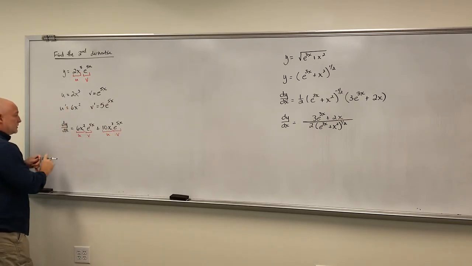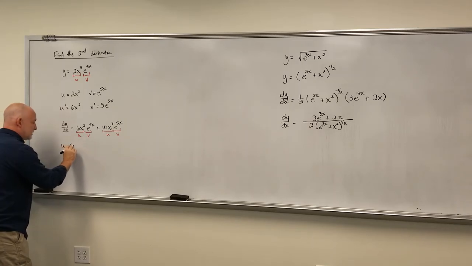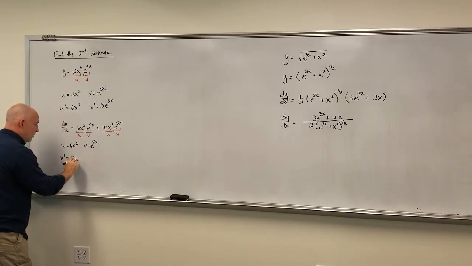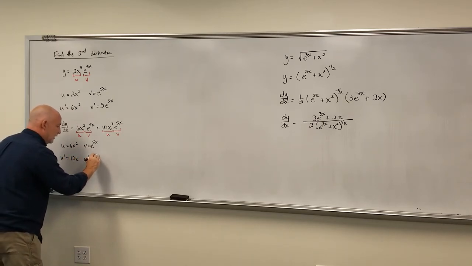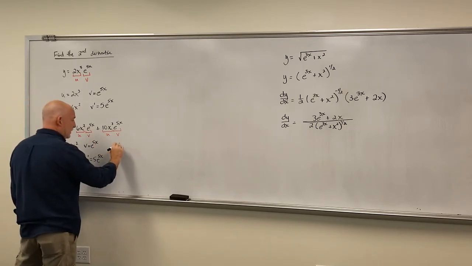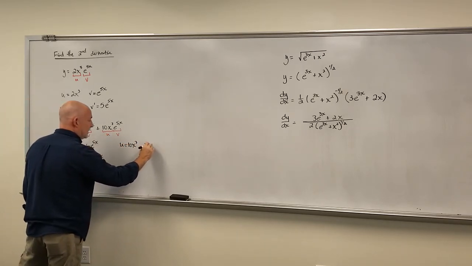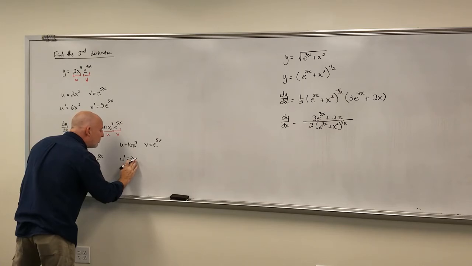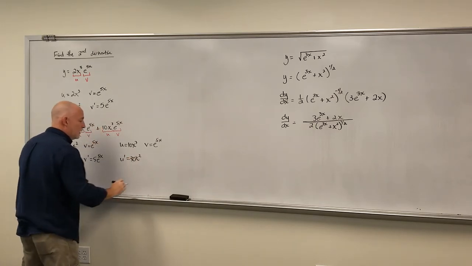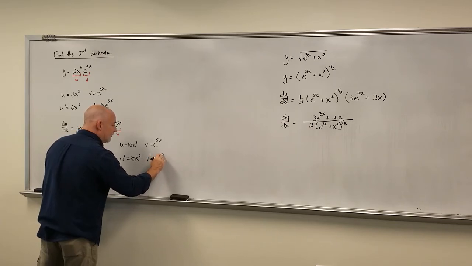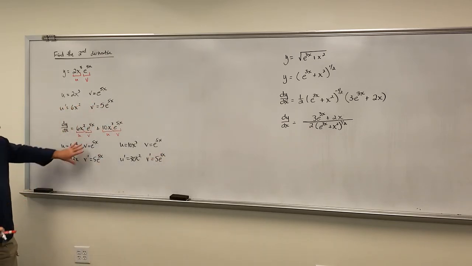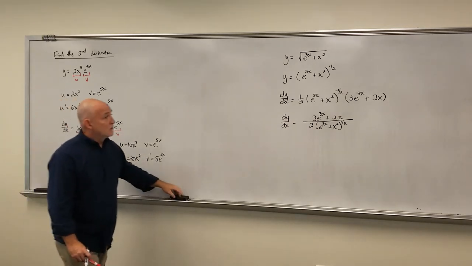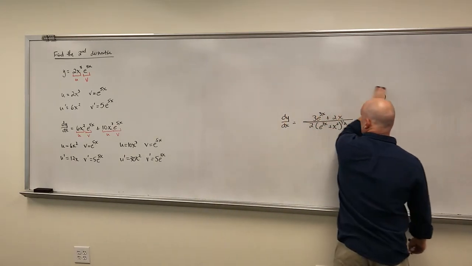For our first term, we said u was 6x squared, v was e to the 5x. So u prime is 12x and v prime is, well, we just did it, 5e to the 5x. For this piece, u is 10x cubed, v is e to the 5x. u prime is 30x squared, and v prime again is 5e to the 5x. These are the pieces we're going to use for the derivative of the first one, and these for the derivative of the second one. I'll make myself a little bit more room.